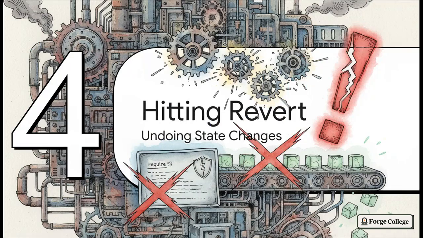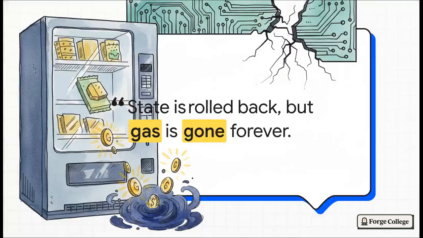Section 4. Hitting the revert button. All right, we've talked about how precise and expensive this machinery is, but what happens when the factory machinery jams, or an exception occurs, or a require statement fails? Well, this brings us to the absolute golden rule of EVM execution. Ready? State is rolled back, but gas is gone forever.